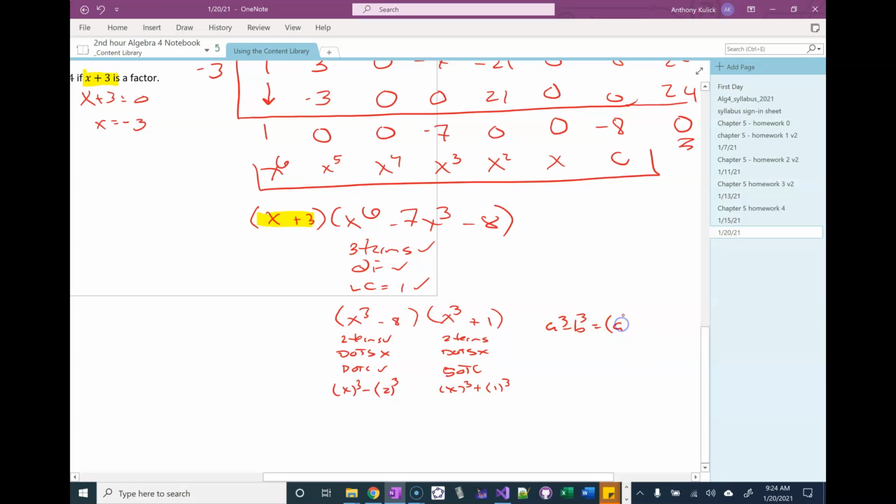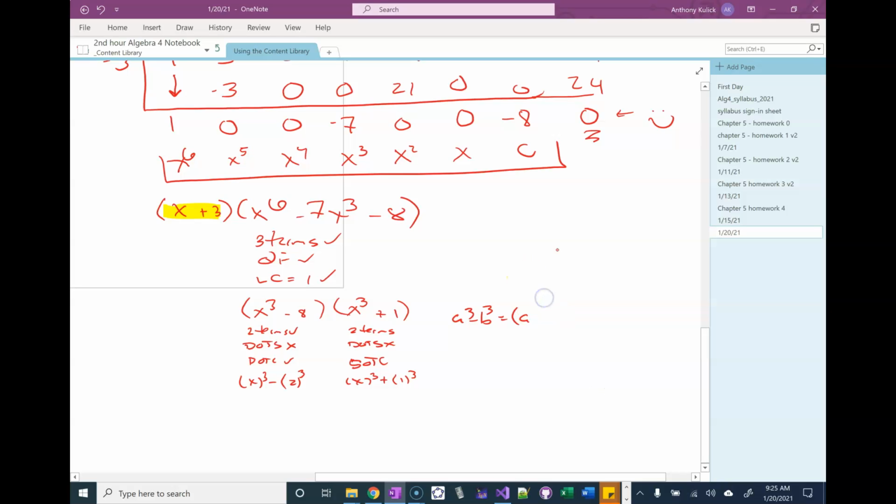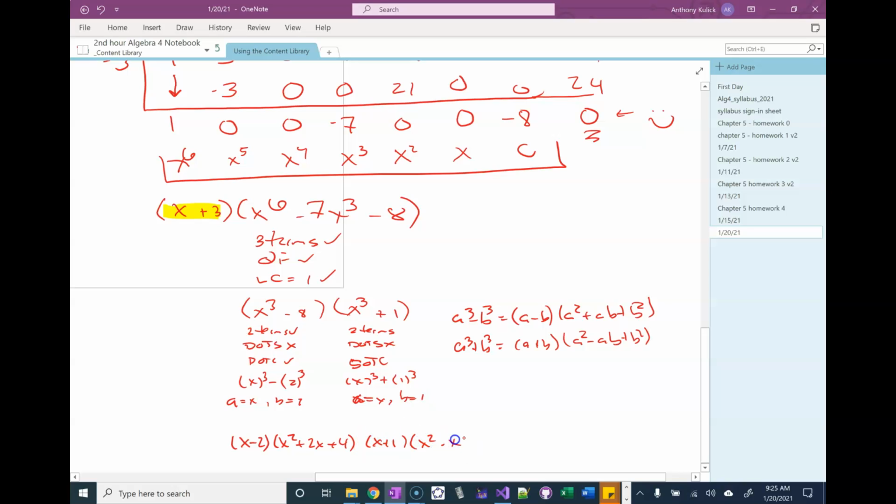So now I'll just fire up my difference of two cubes factoring pattern and sum of two cubes factoring pattern. If you haven't memorized these yet, you've used them enough times that you should be getting close, right? So the first one, my a is x, and my b is 2. So that gives me x minus 2 times x squared plus 2x plus 4. And the other one, my a is x, and my b is 1. So it gives me x plus 1 times x squared minus x plus 1.